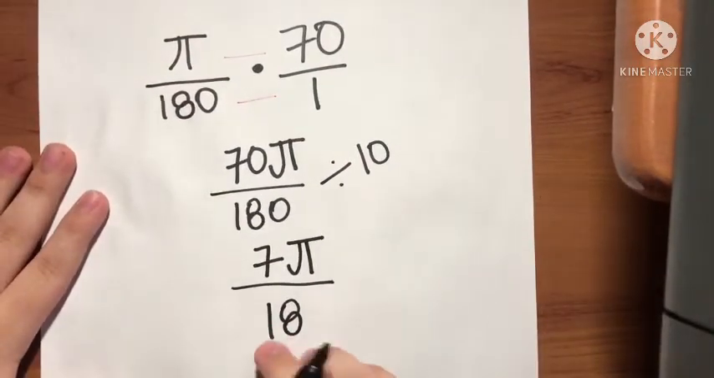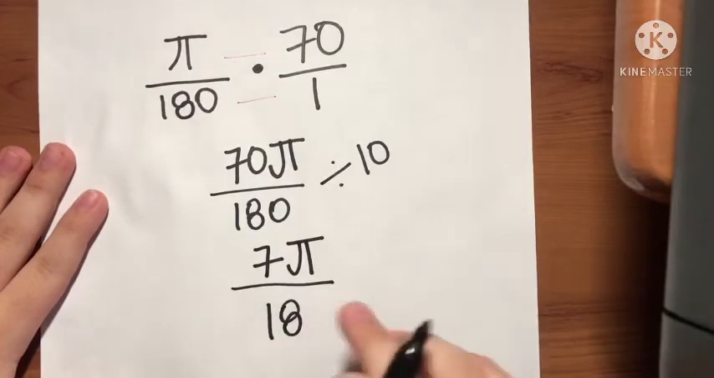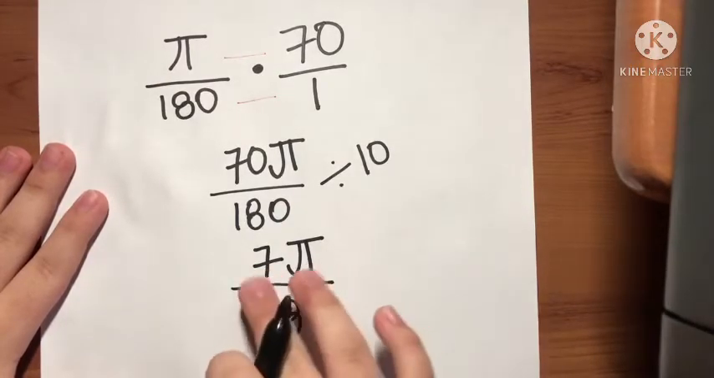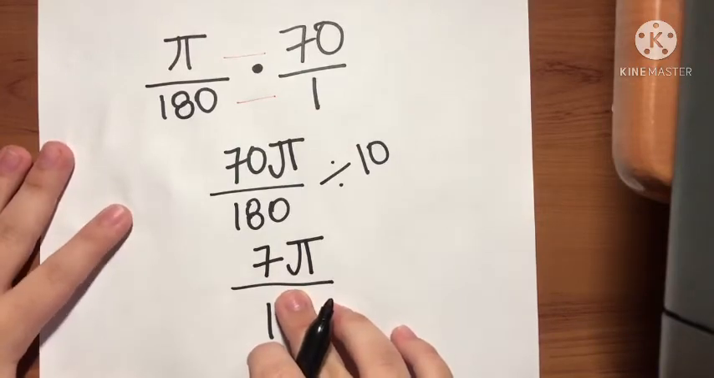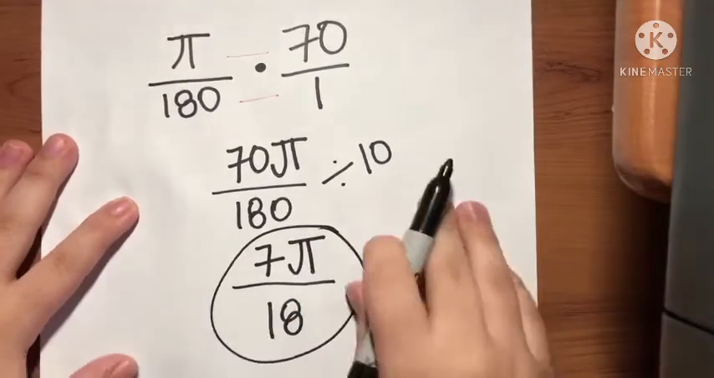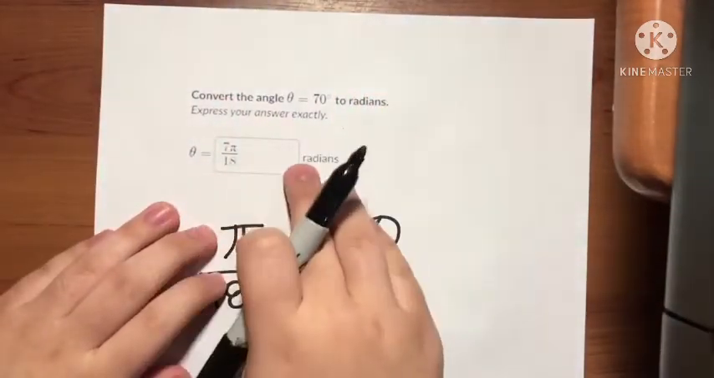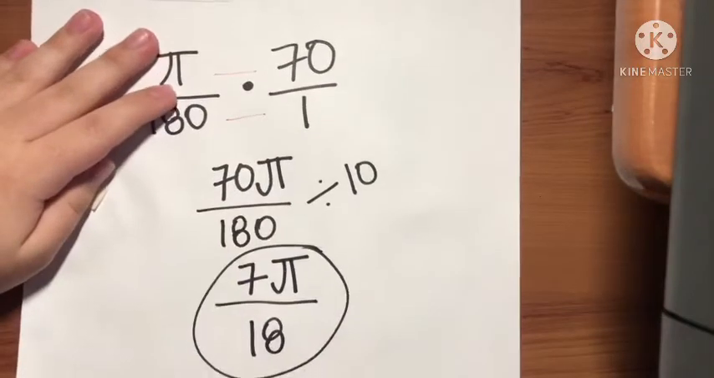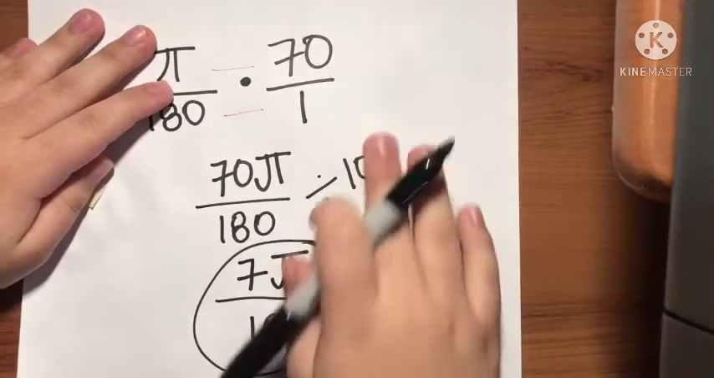We can't keep simplifying. Why? Because even though we can divide 18 by 6 or 3, we can't divide 7 by either of those numbers, which means that the answer is going to stay like this. And if we check here, the answer is 7 pi over 18, which is the exact same answer I have here, 7 pi over 18.